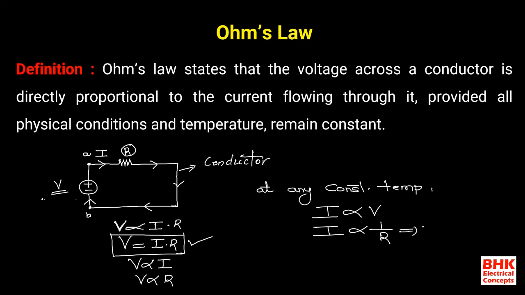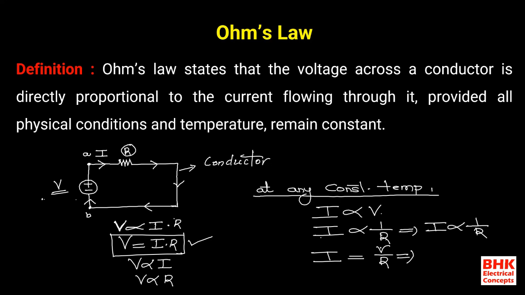We can also say that current is inversely proportional to the resistance. It means at any constant temperature, current flowing in the circuit is always directly proportional to voltage, and inversely proportional to the value of resistance in the circuit or in the conducting medium or conductor. With the help of this definition, we can directly write the expression of current: I is equal to V divided by R.